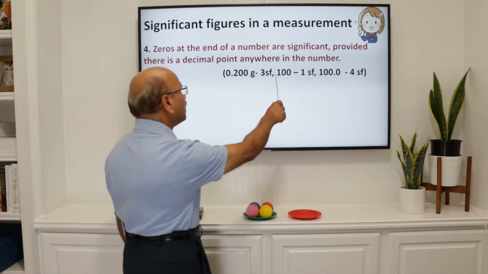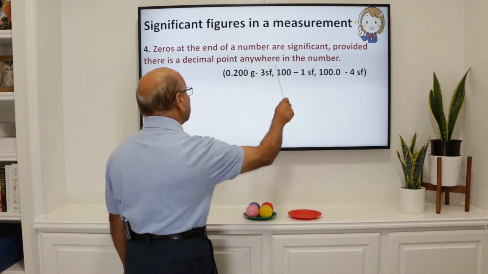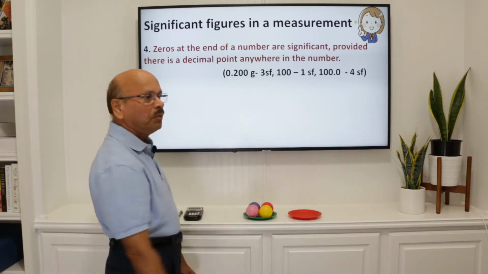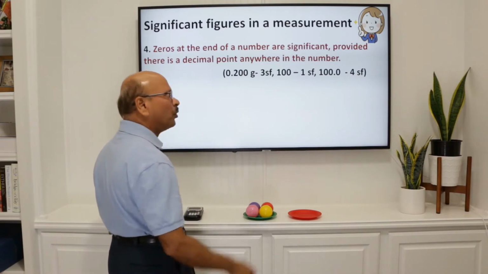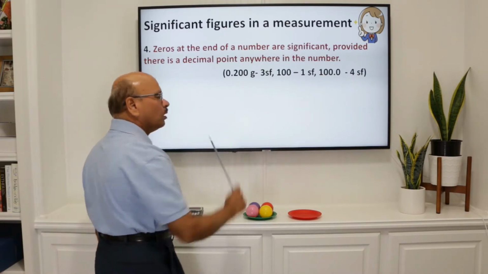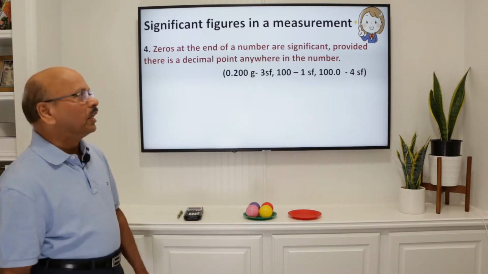While if you think about 100, we have no decimal point shown in the measurement. So those 2 zeros do not qualify. So we have only 1 significant figure for that measurement. I think this is clear to you.